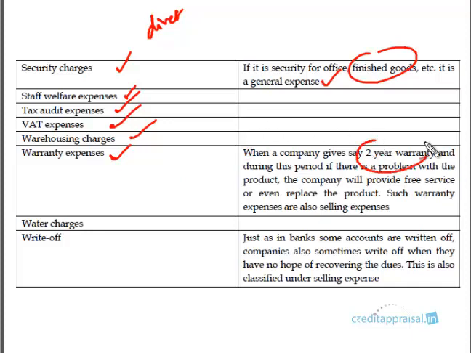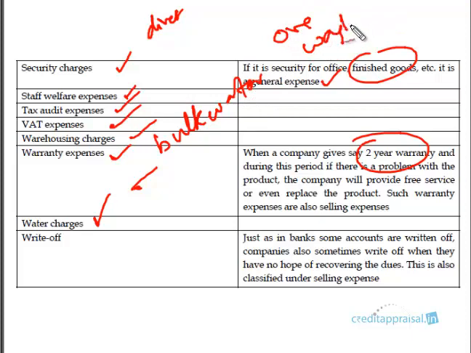If a company gives 2 years warranty and during this period some problem arises, a customer comes for replacement or some free service, the expense incurred is actually sales related, a marketing related activity. So you can place warranty expenses under selling general expense. Water charges. Sometimes bulk water is used for the processing activities. There might be some ore and you need to wash it, and you purchase bulk water to specifically clean this ore. In that case, that will be a direct expense because it is in the production process. If you're not given any specific reason, you can put it under direct expense.